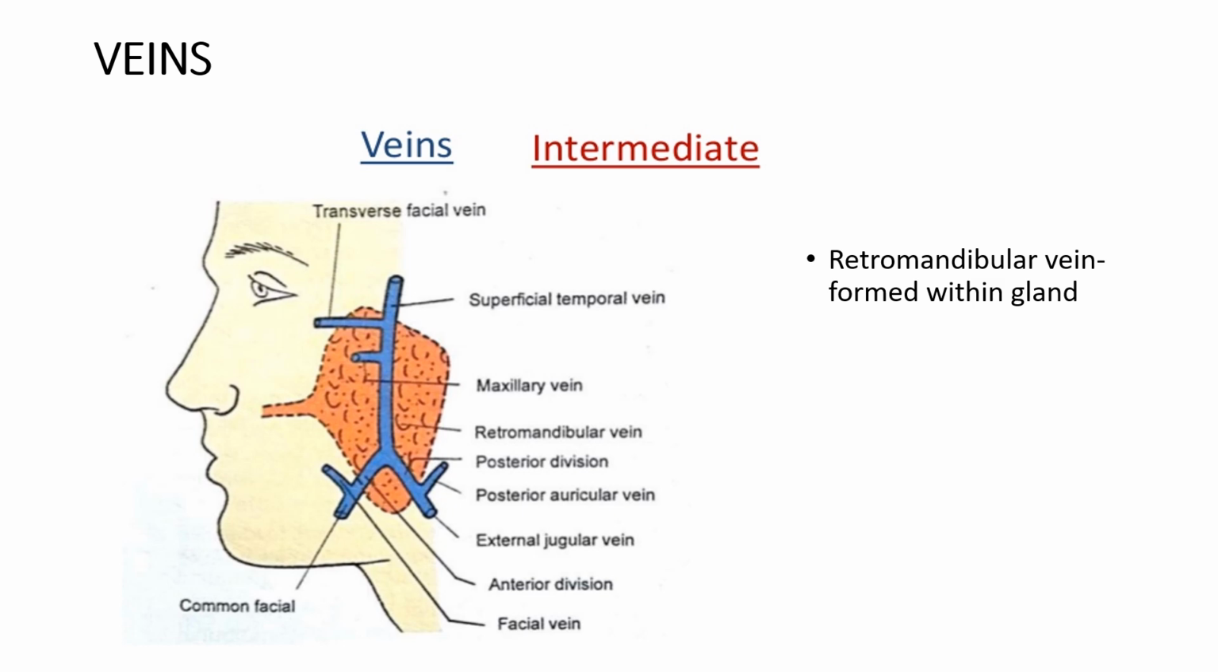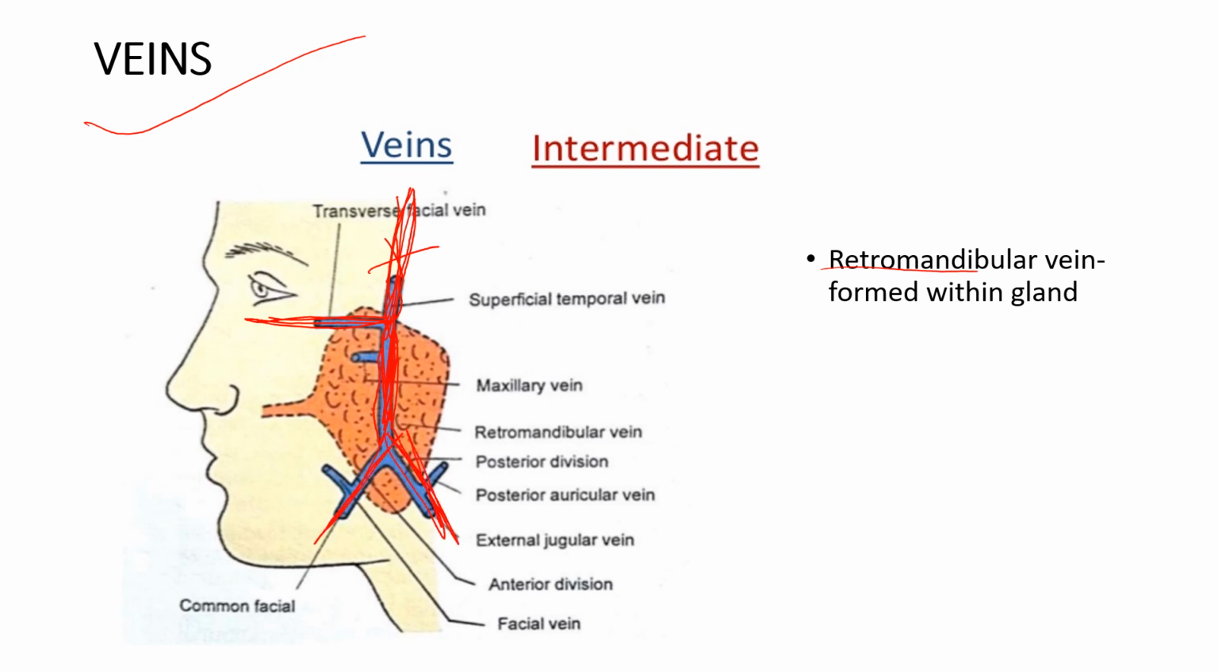Now first we will discuss the vein which is present in the intermediate compartment. The vein you are seeing here is known as the retromandibular vein. Let us see how this vein is formed. This vein is formed by the superficial temporal vein. When it joins with the maxillary vein, it becomes the retromandibular vein. Now this retromandibular vein will divide into anterior division and posterior division.